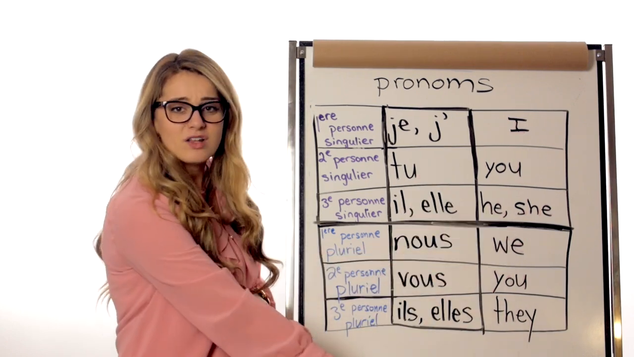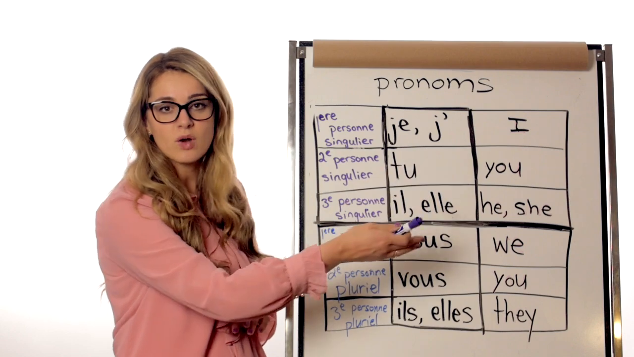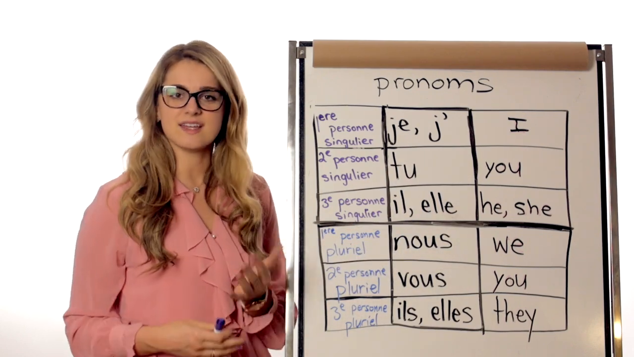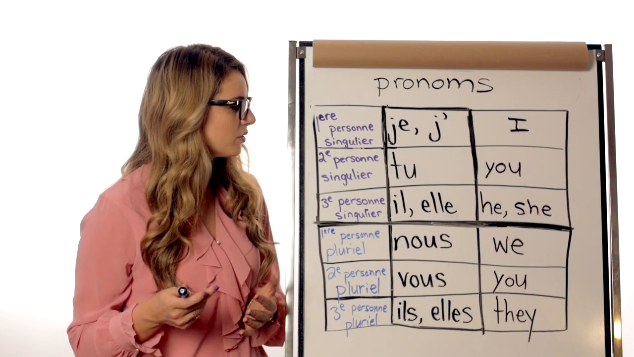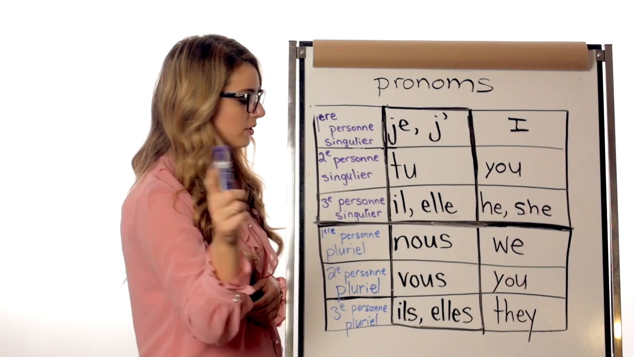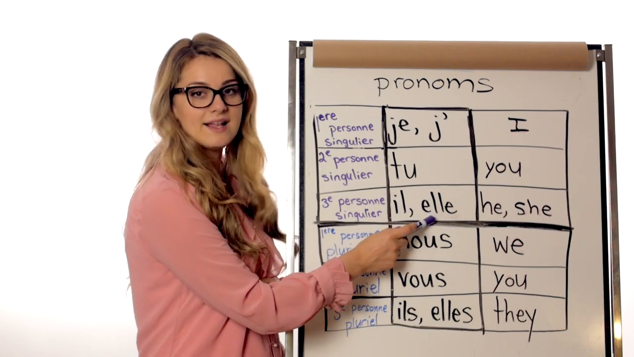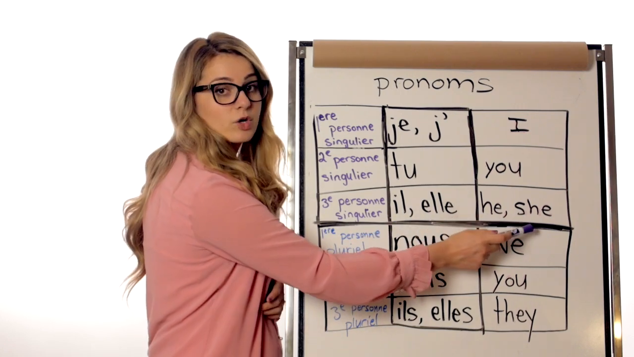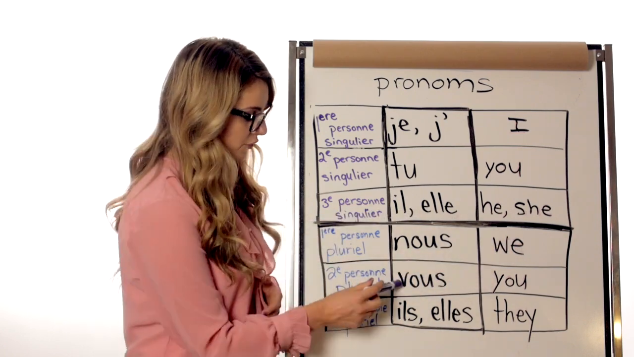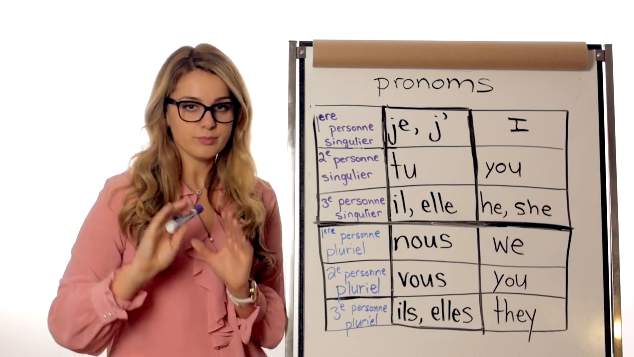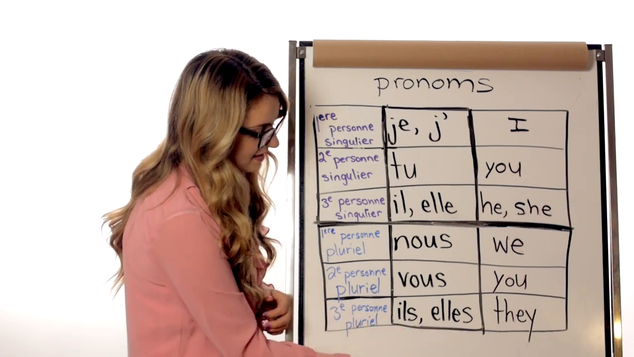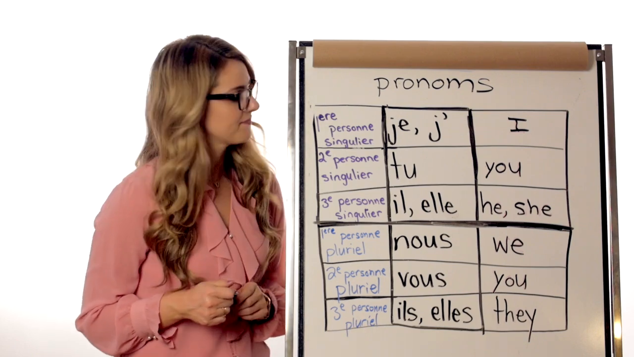Okay, and then the last column is just les pronoms written in English. I thought that might help you a little bit to understand a little bit more. Okay, so je and j apostrophe means I, tu means you, il and elle means he or she, nous means we, okay, vous means you, as in plural, okay, you, and then il means they. Same thing with elle, it means they.